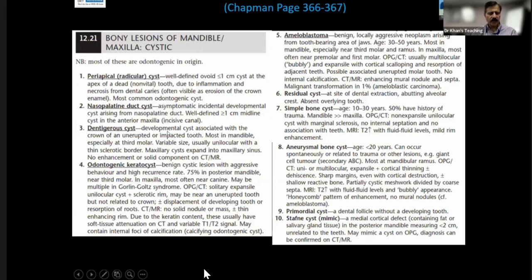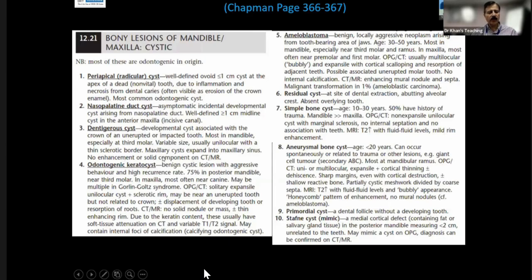It is a developmental cyst associated with the crown of an unerupted or impacted tooth, most commonly in the mandible, especially the third molar. Variable size, usually unilocular with a thin sclerotic margin. Maxillary cysts expand into the maxillary sinus. No enhancement or solid component.